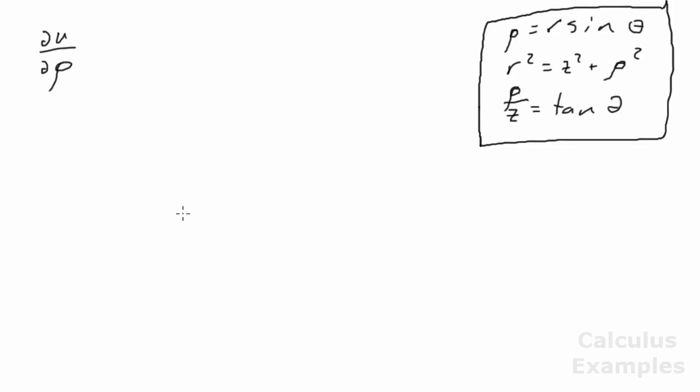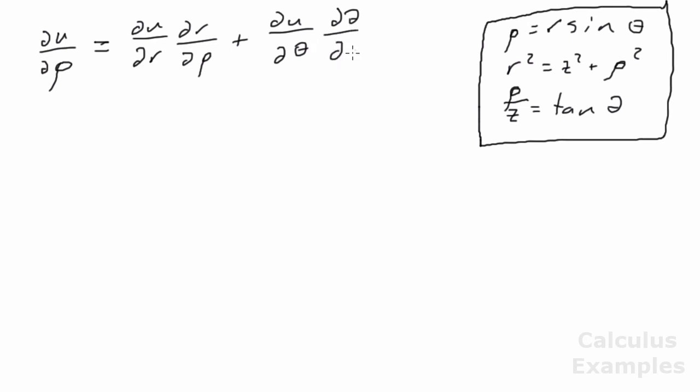So we're working on partial of u with respect to rho. And to do this, we recall that rho is a function of r and it's a function of theta. So we can rewrite this as partial of u with respect to r, partial r with respect to rho, plus partial of u with respect to theta, partial theta with respect to rho. So we have to find these two new partial derivatives: the partial of r with respect to rho and the partial of theta with respect to rho. It's pretty easy to do.